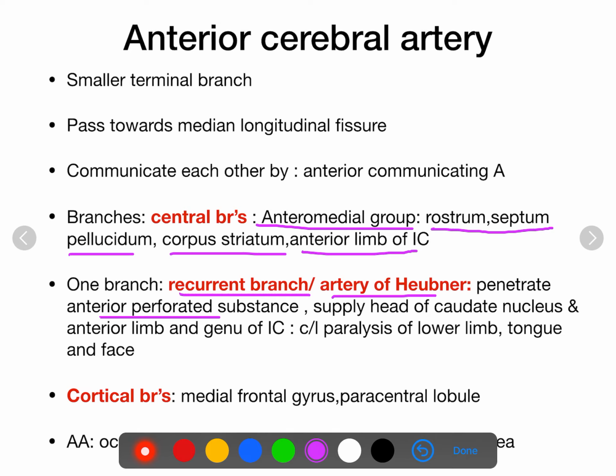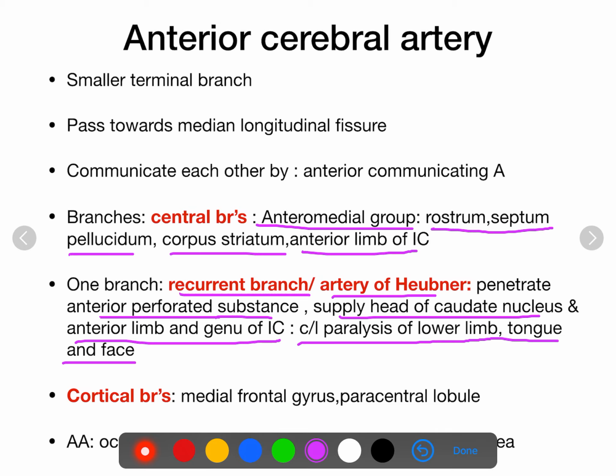It penetrates the anterior perforated substance. This branch supplies the head of the caudate nucleus and the anterior limb and genu of the internal capsule. In case this artery gets thrombosed, it causes contralateral paralysis of the lower limb, tongue and face.